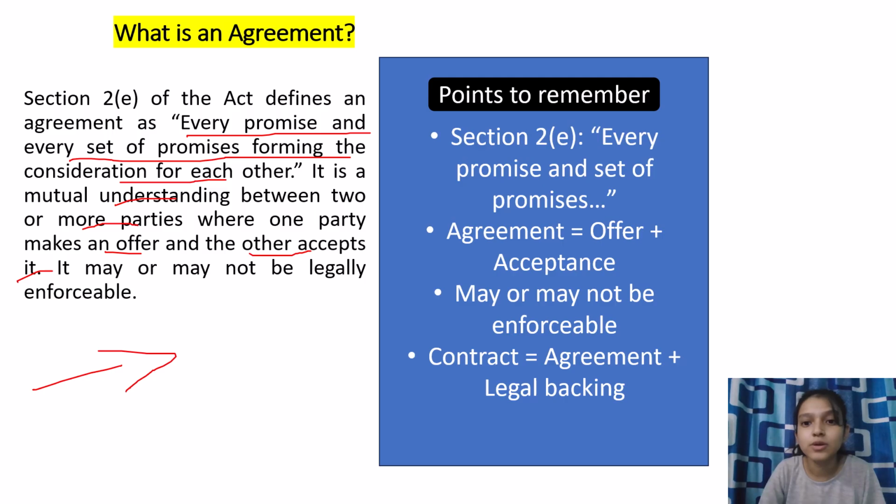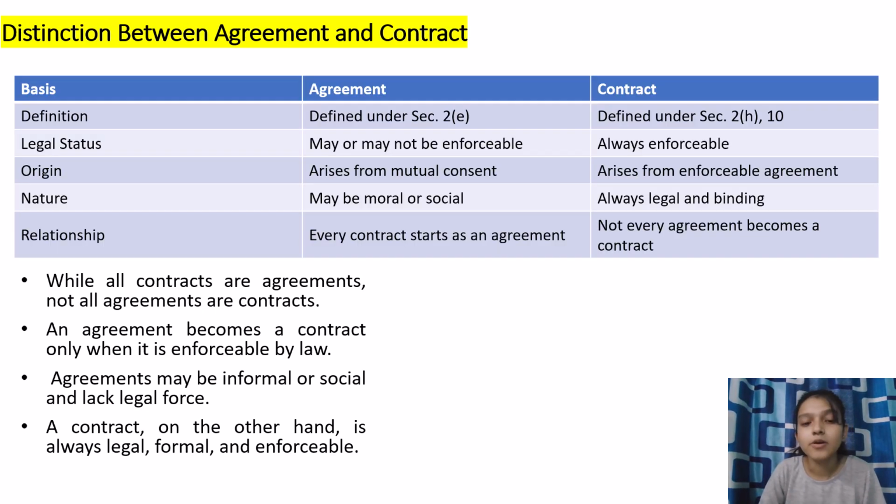Points to remember: Section 2(e), every promise and set of promises makes an agreement. Agreement is offer plus acceptance, the same as a contract, but it may or may not be enforceable. Just because it is made out of mutual understanding, it may be enforceable or it may not be enforceable. Contract equals agreement plus legal backing. So what is missing in an agreement? It is legal backing. An agreement may or may not be enforceable by law, but a contract is enforceable by law at any cost, and the person has the remedy to sue the other person who failed to fulfill his promise.